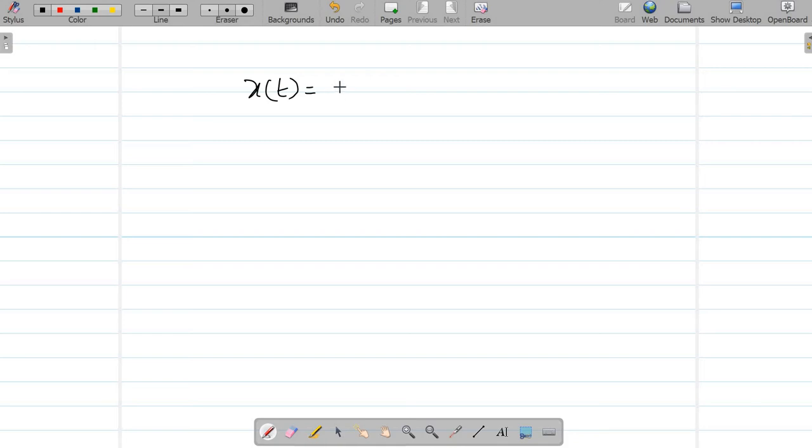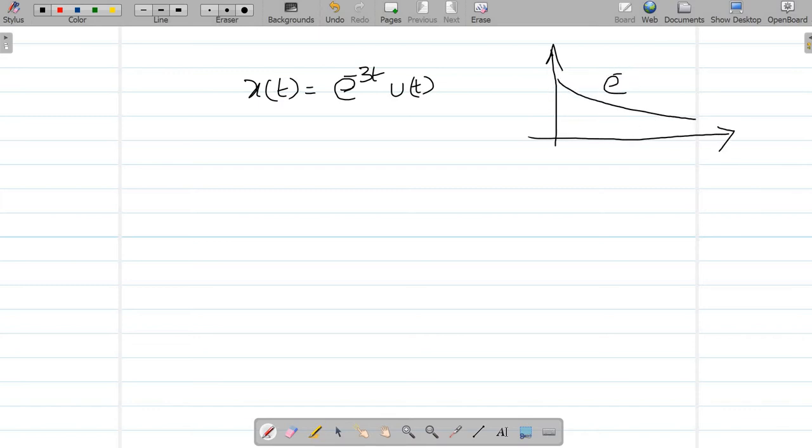So let x of t be e to the power of minus 3t u(t). We want to find out whether it is an energy signal or a power signal or neither. So first let us try to sketch the graph for this. It is going to be something like this, e to the power of minus 3t u of t.